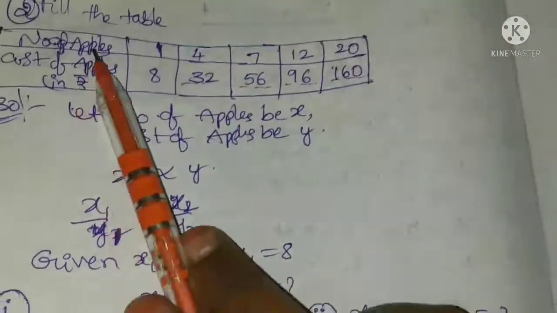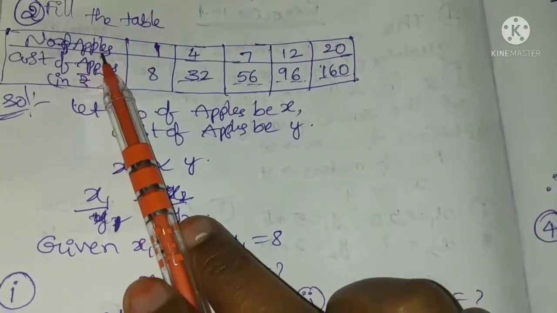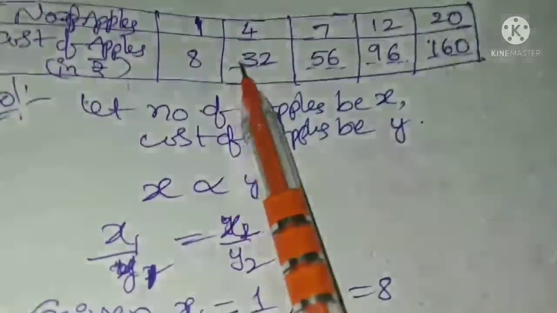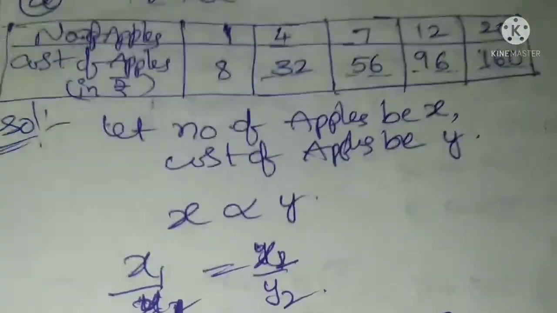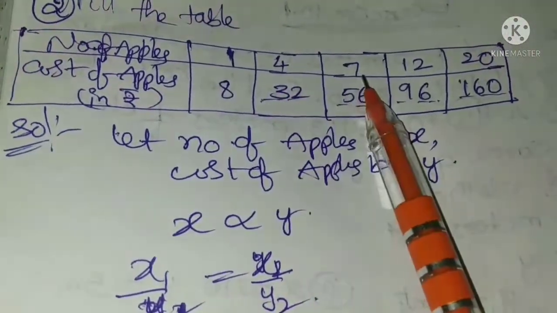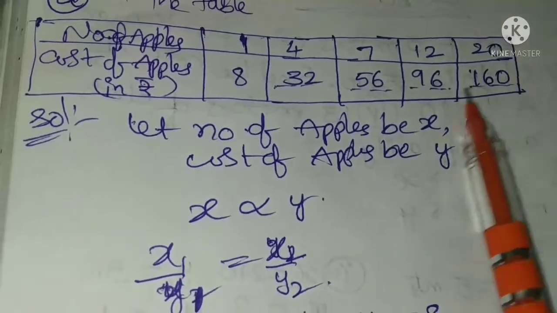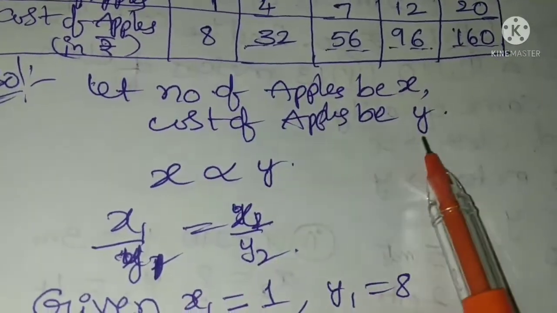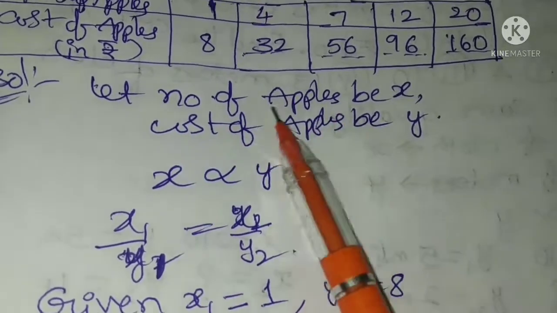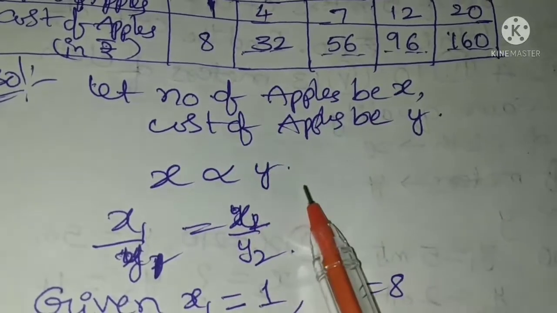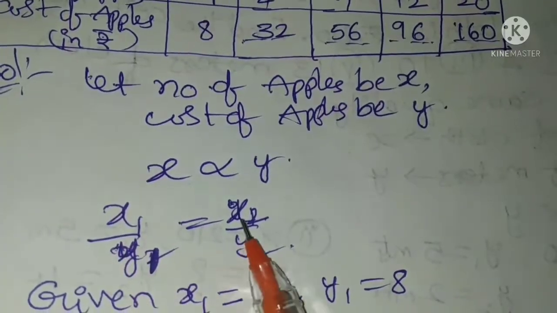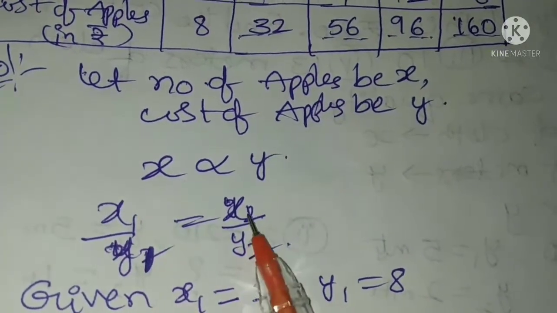Now second question. Fill the table. He has given number of apples. For 1 apple cost 8 rupees, and he asked us to find for 4 apples, 7 apples, 12 apples and 20 apples. So let number of apples be x, cost of apples be y. We know number of apples is directly proportional to y. And as we know, directly proportional means x1 by y1 is equal to x2 by y2, or x1 by x2 is equal to y1 by y2.